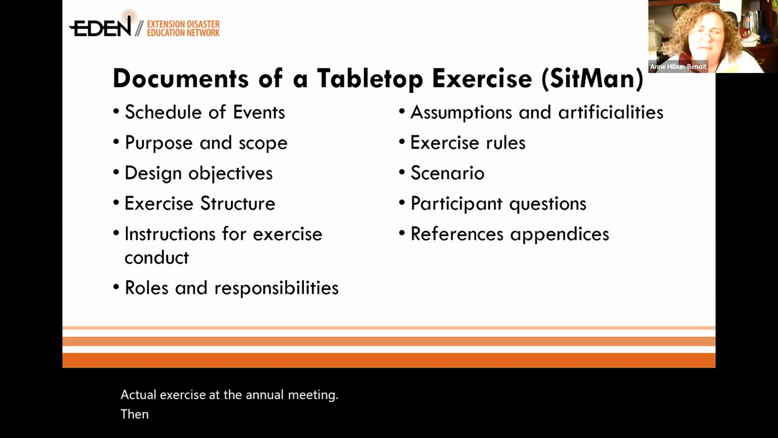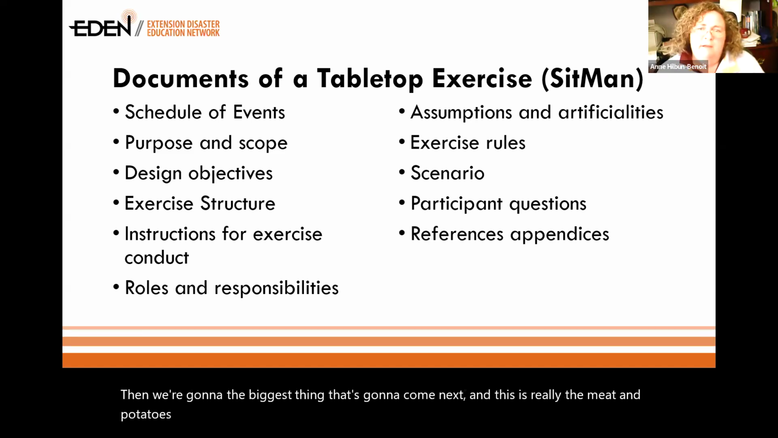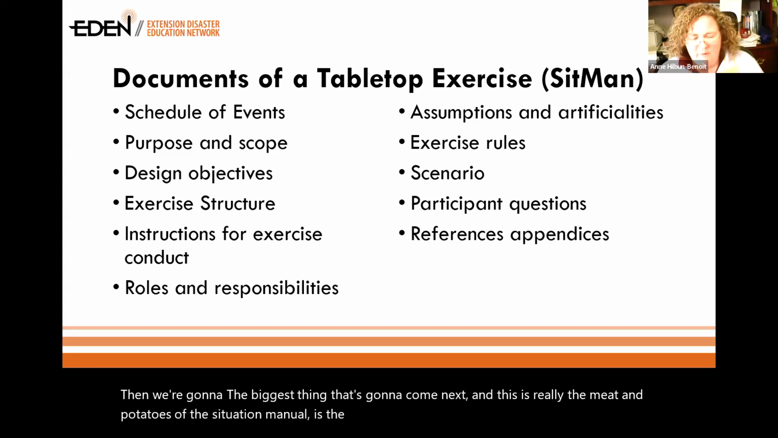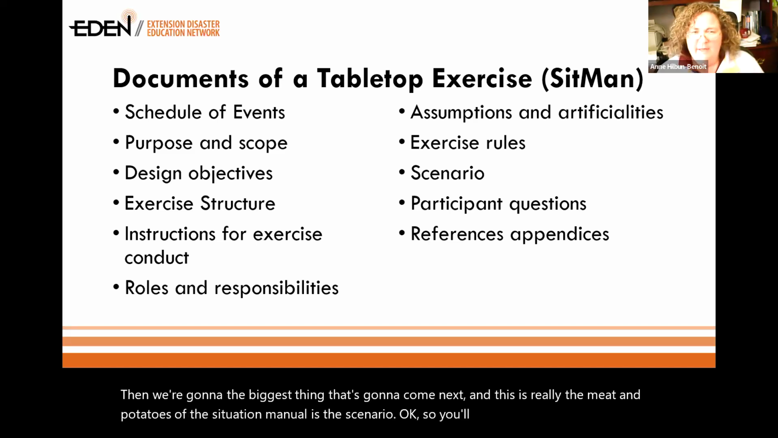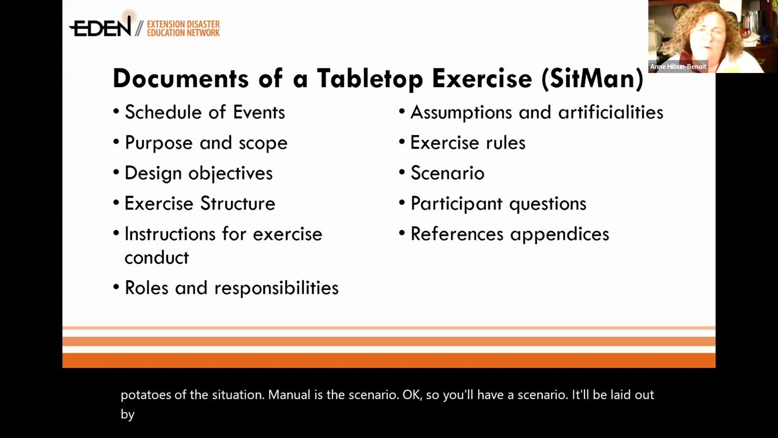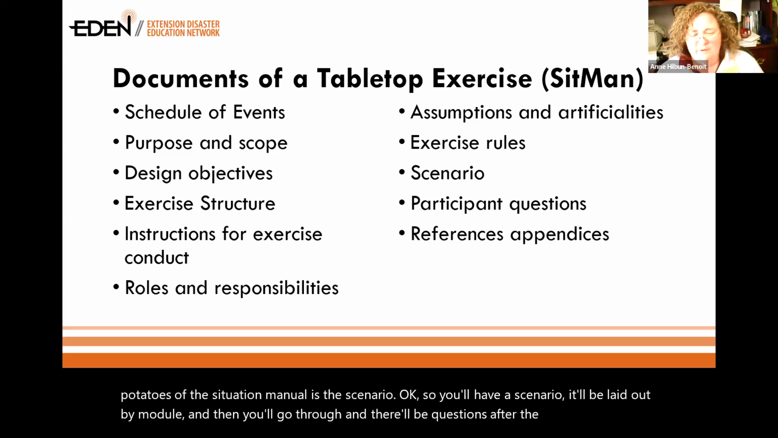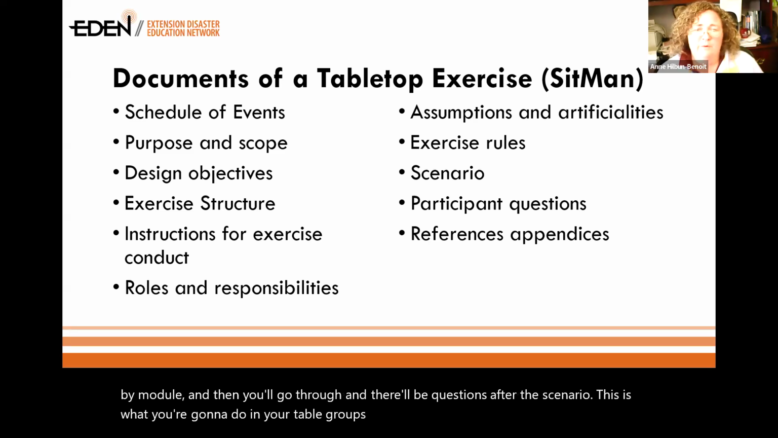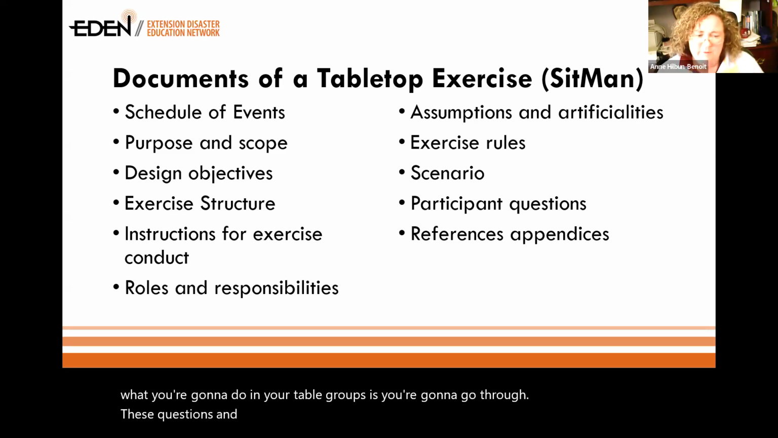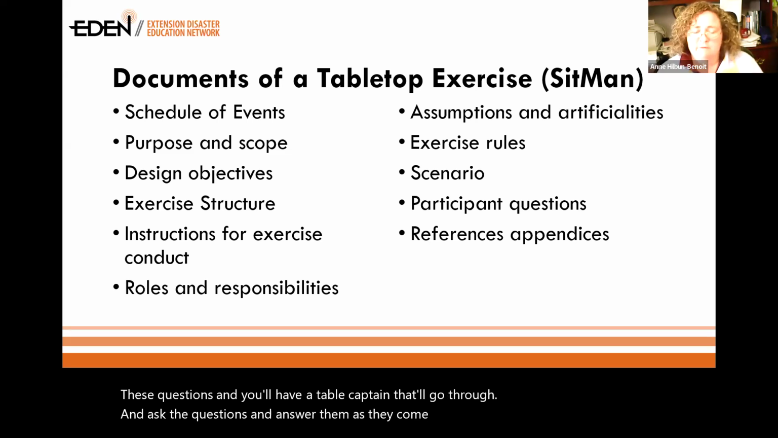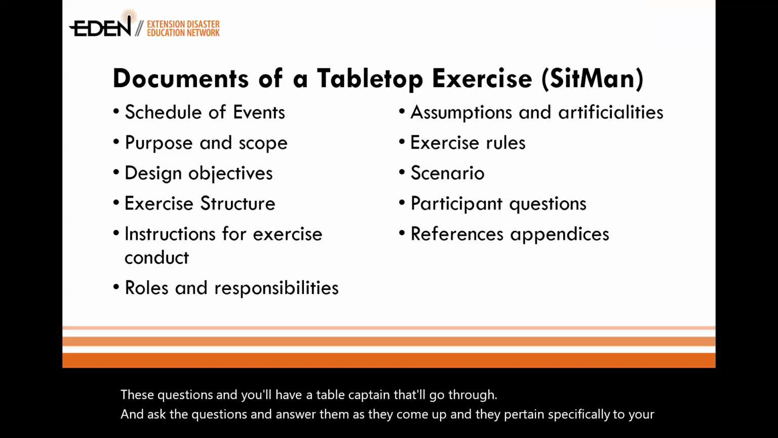Then the biggest thing that's going to come next, and this is really the meat and potatoes of the situation manual, is the scenario. Okay, so you'll have a scenario, it'll be laid out by module, and then there'll be questions after the scenario. This is what you're going to do in your table groups: you're going to go through these questions, and you'll have a table captain that'll ask the questions and answer them as they come up, and they pertain specifically to your knowledge area with an extension.